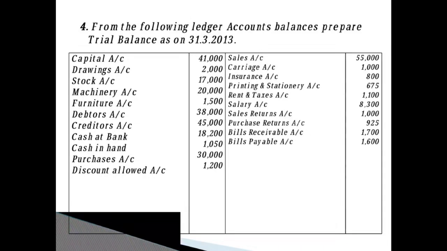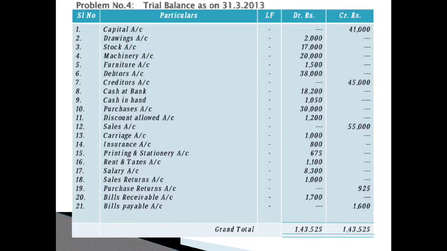Next you have furniture account, rupees 1,500. Furniture account, again, is an asset which shows a debit balance, so we are going to record it in the debit column. See, the fifth one we have recorded: furniture account, debit column, rupees 1,500.